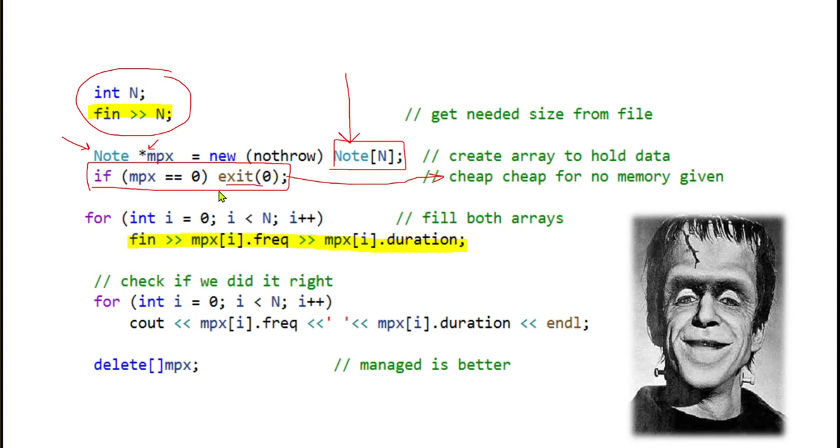It's not going to happen. We're going to get memory, but in the real world, you just can't even do that. Now here, we're going to fill both arrays again.